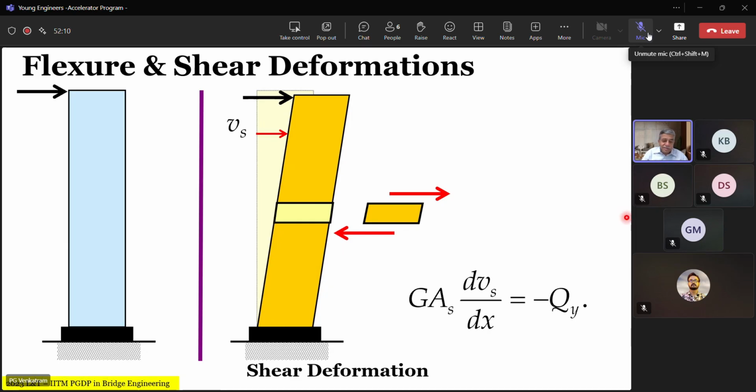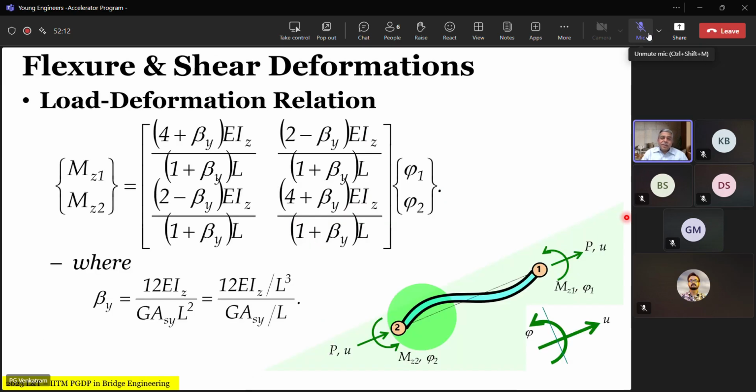So if you take a look at it, if you ignore this βy term, if you take βy equal to 0, 4EI/L, 2EI/L, okay, 2EI/L, 4EI/L. Now is it familiar? Yes or no? Hello?